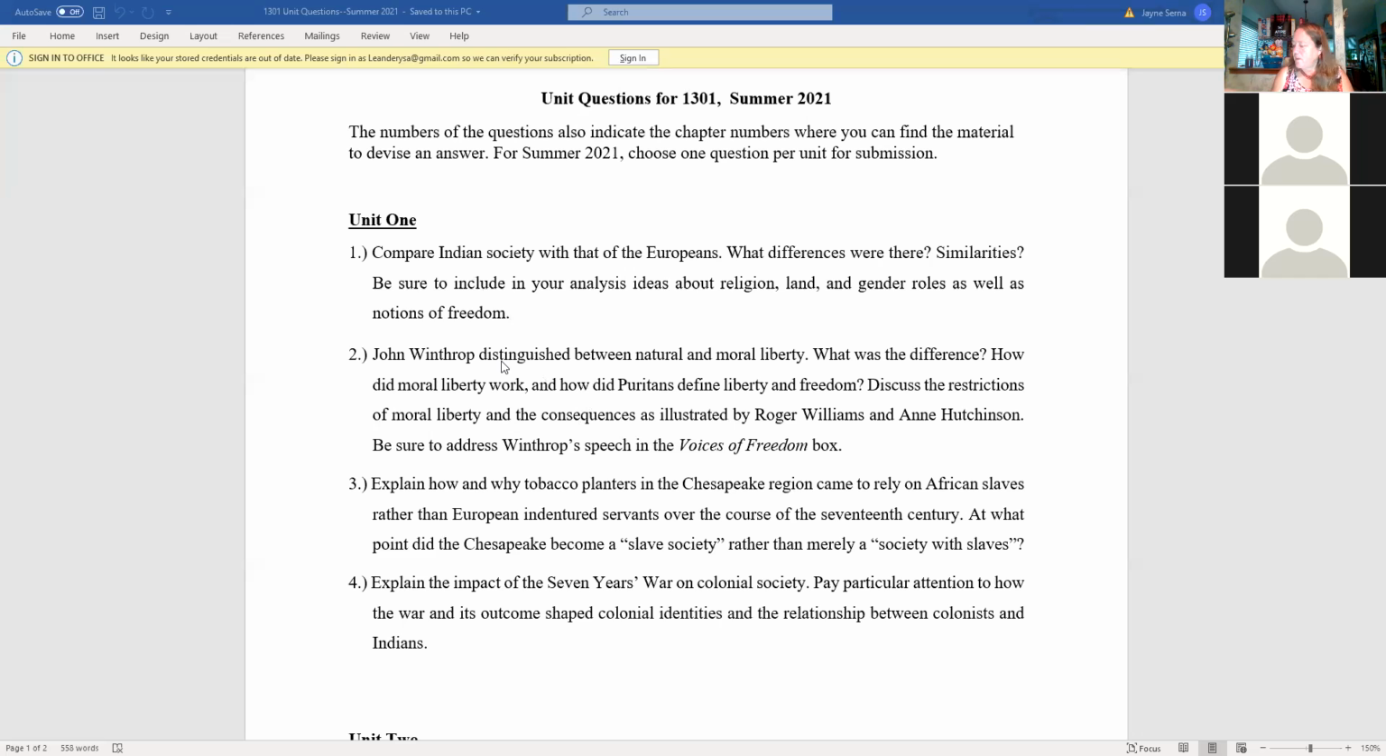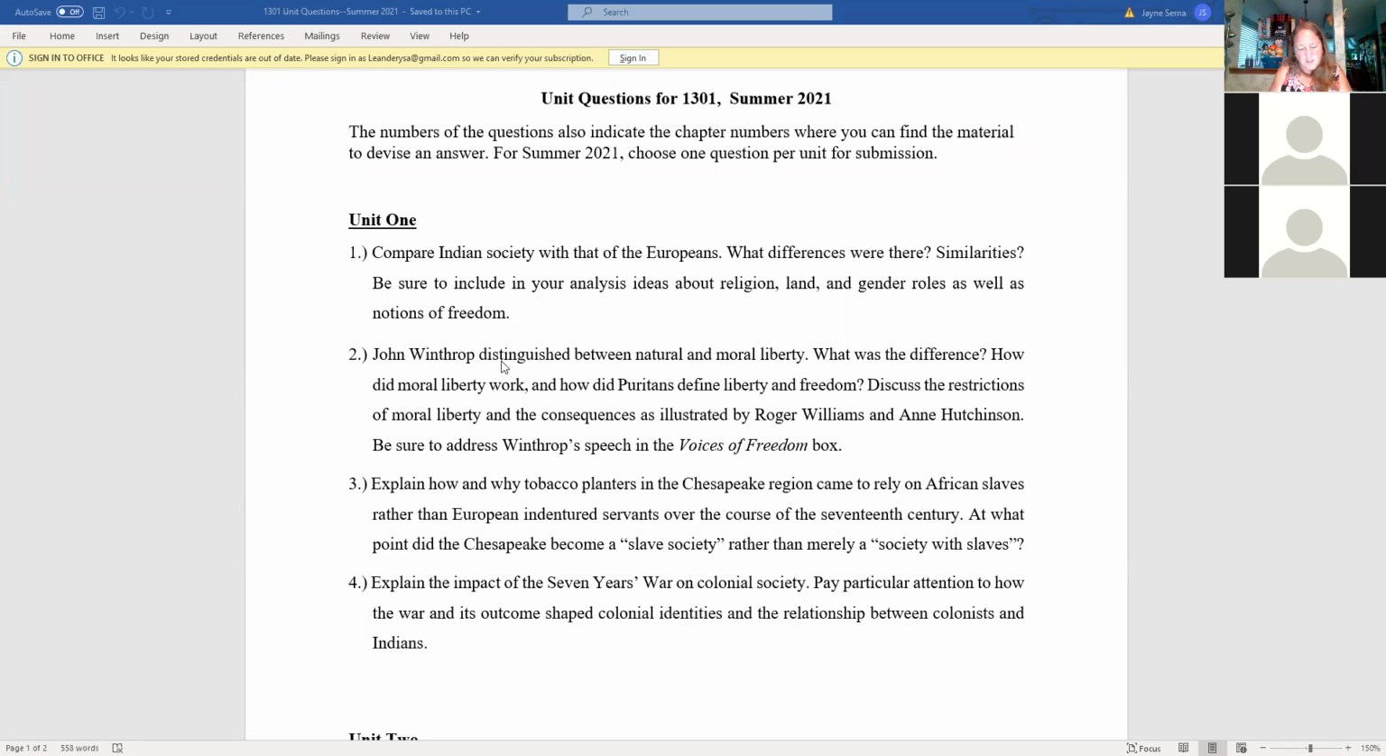So if you start around page 66, it will give you more information about this. The book talks about all kinds of people's views of liberty and freedom and that sort of stuff.